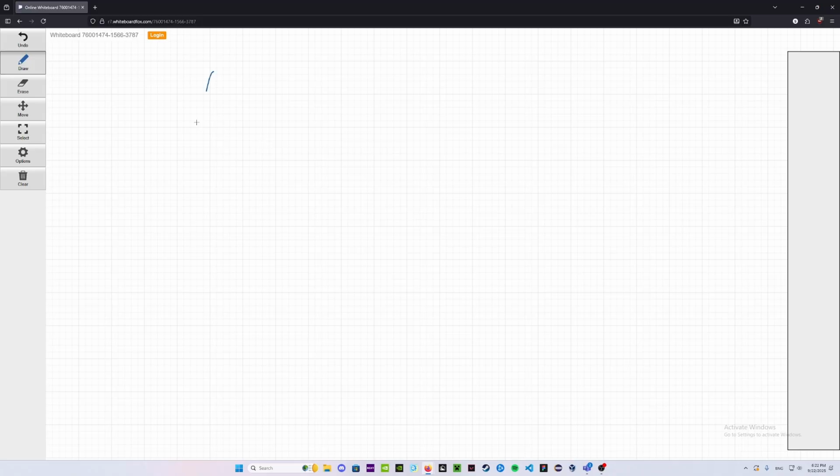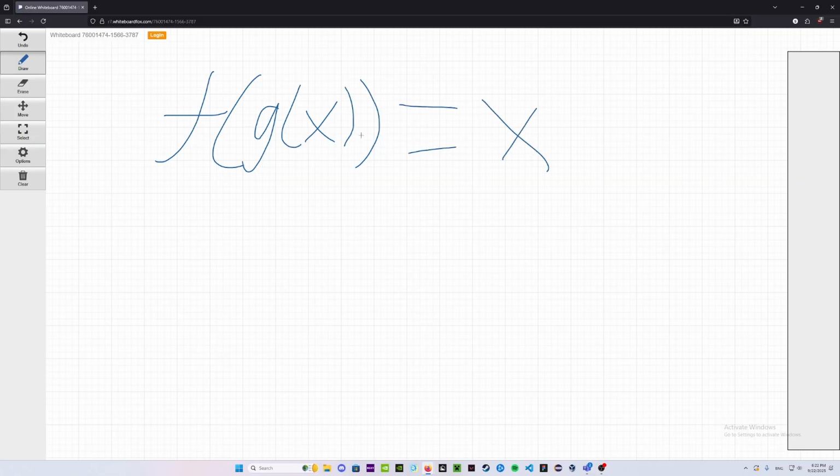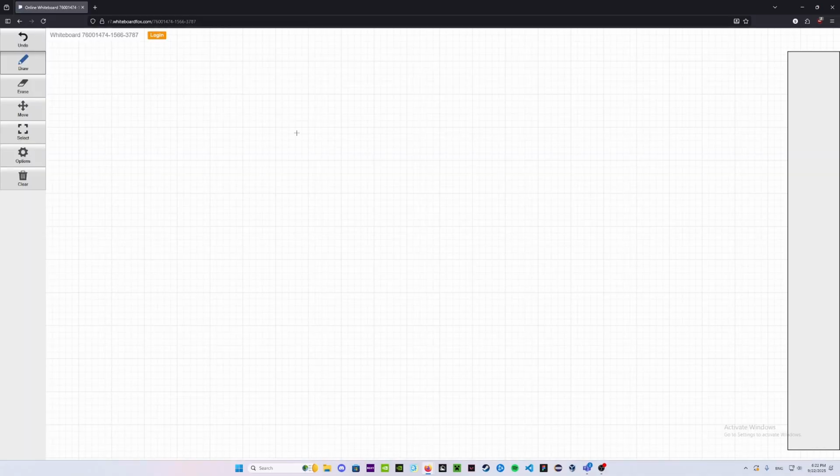The second, and this one I actually didn't know, is that f of g of x, you see this composite function, is equal to x. Pretty interesting. It's because the domain and range switch. So that's the basics, those three. The third one is that domain and range switch.